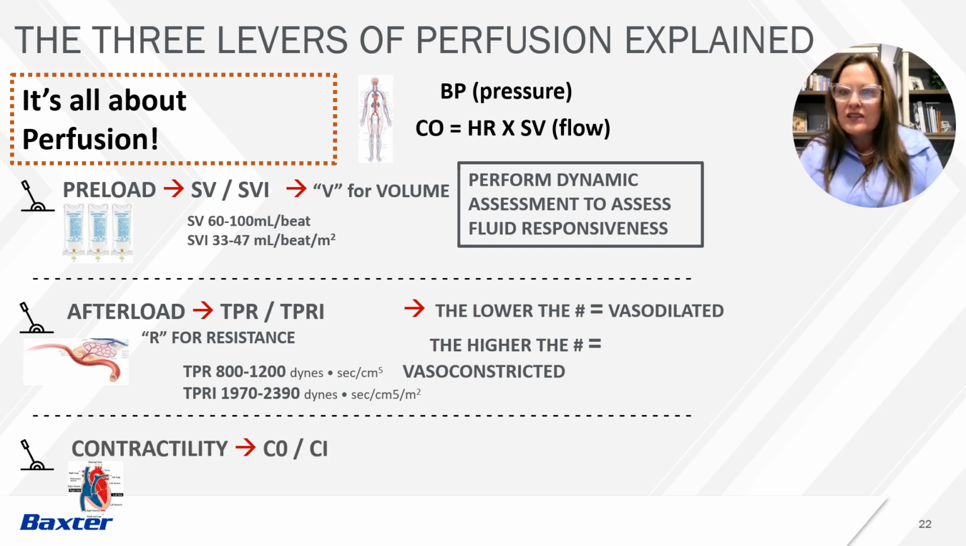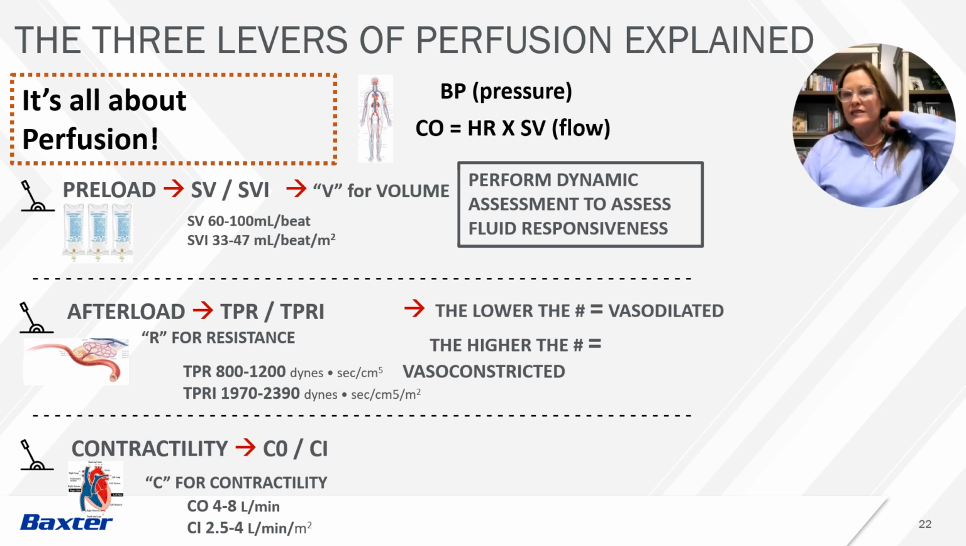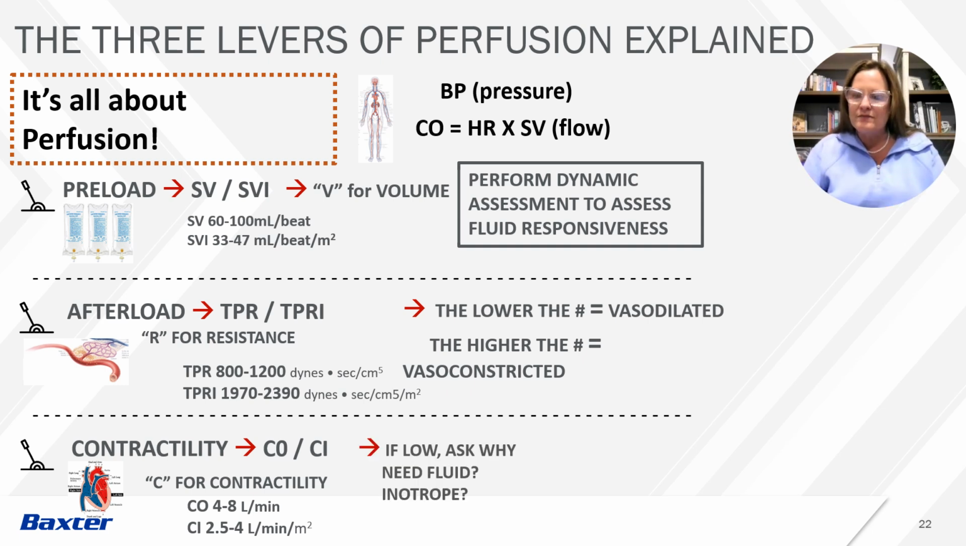And then we have that contractility lever. Cardiac output, cardiac index. How is that heart functioning? Think C for contractility. Normal cardiac output is 4 to 8 liters per minute. Now remember, your indexed numbers are those numbers that are more specific to your patient's height and weight. So you're going to make sure you have height and weight in there so that you know what their index numbers are. And so it's more specific to their body habitus, right?